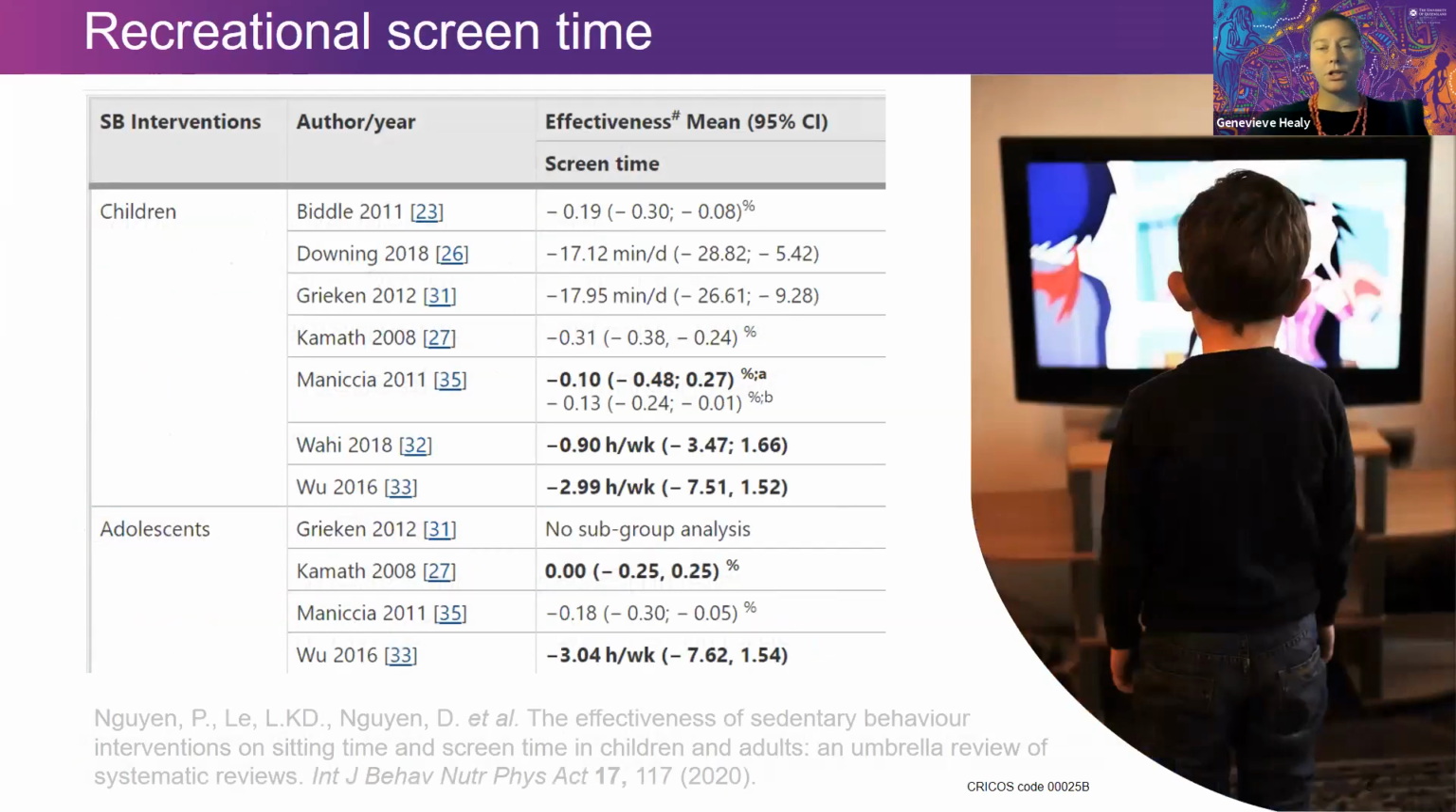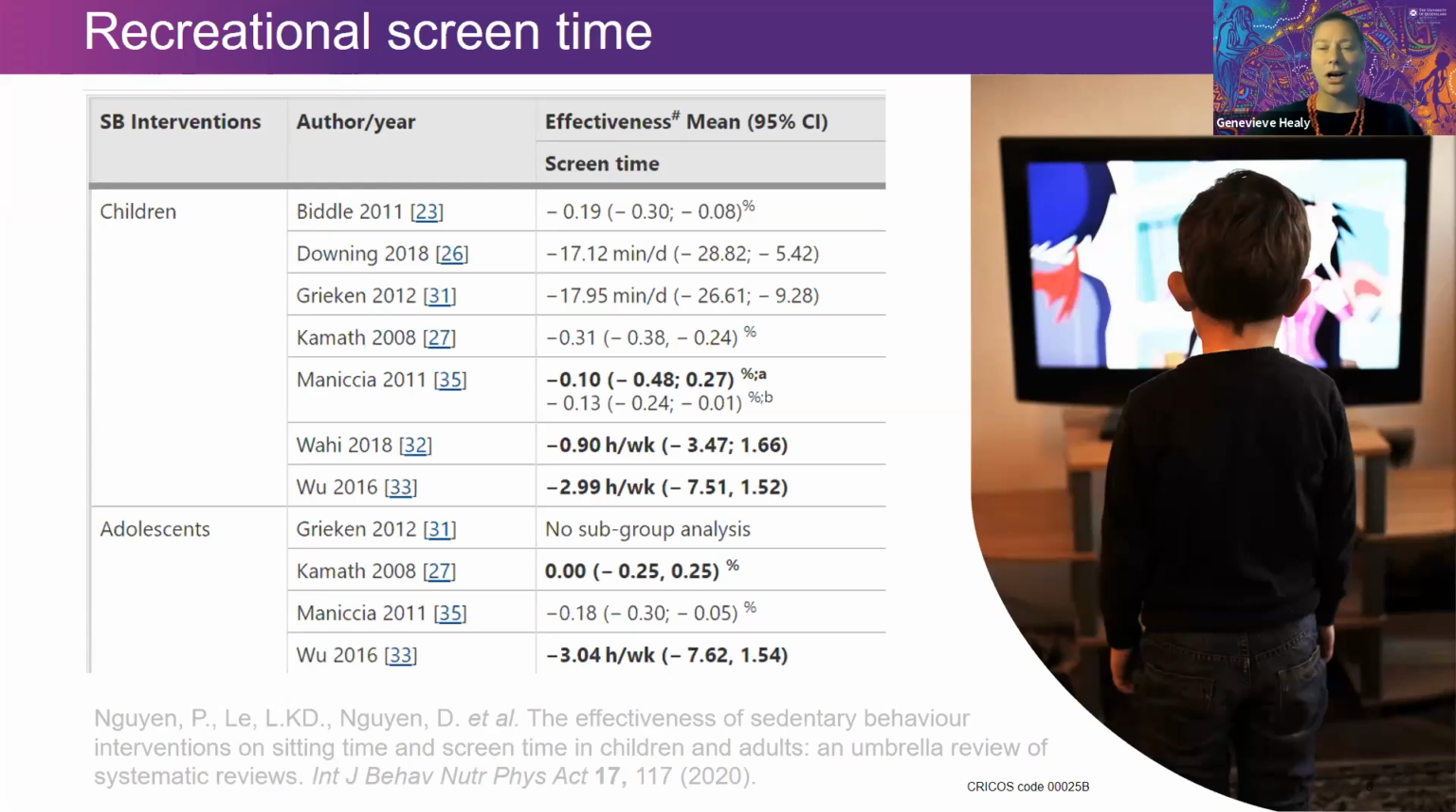The WHO guidelines for children include a specific recommendation around limiting amounts of recreational screen time. And there have now been multiple systematic reviews examining interventions that have aimed to address screen time in children and adolescents. In 2020, this evidence was summarised in an umbrella review of systematic reviews by Nguyen and colleagues. They found that overall, interventions were successful in reducing screen time, but the effect sizes were relatively small.